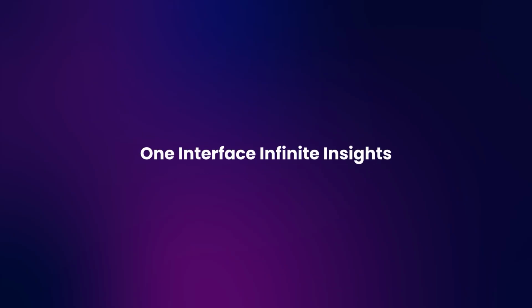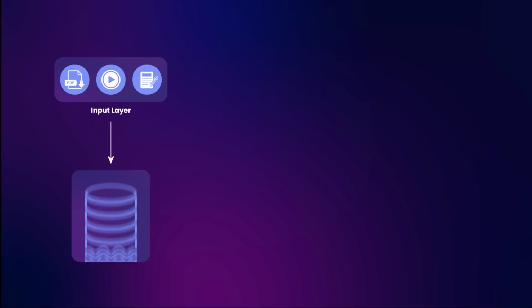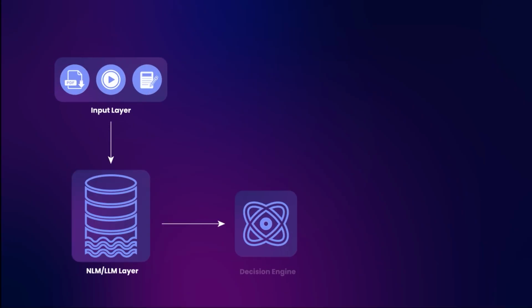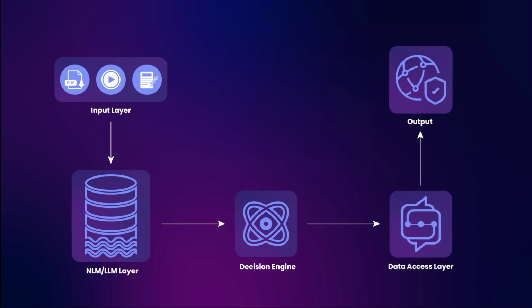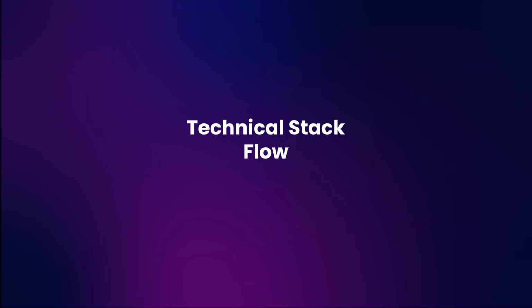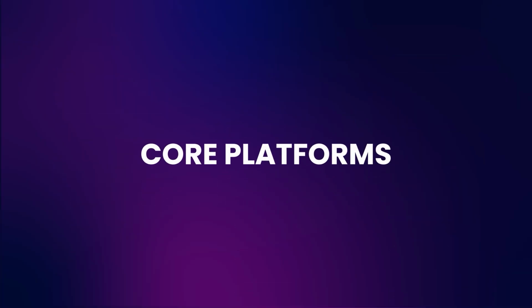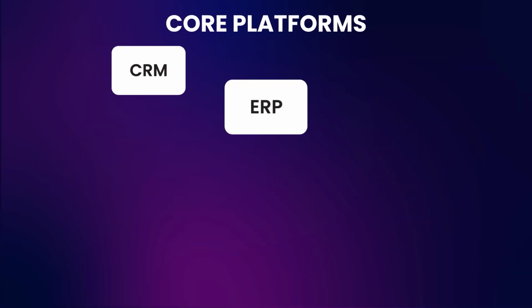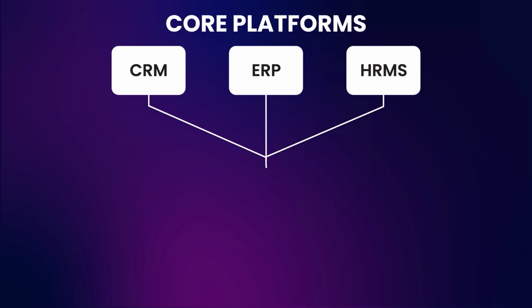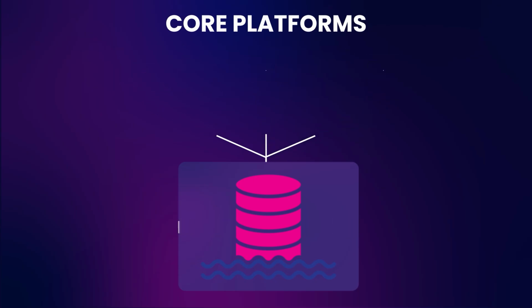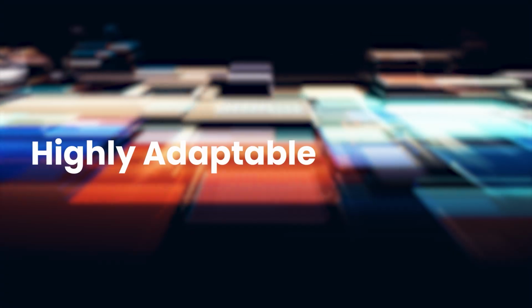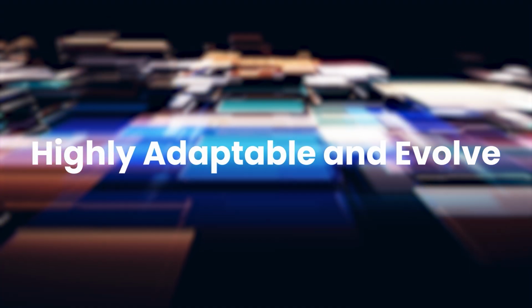departments. Trangile AI Agent uses advanced natural language processing to understand user intent, a decision engine to apply business-specific logic, and a secure data access layer to fetch real-time insights from diverse systems, including core platforms such as CRM, ERP, and HRMS. All data is consolidated into a centralized data lake, serving as the foundational source for the AI agent. The system is designed to be highly adaptable and evolves alongside your business.